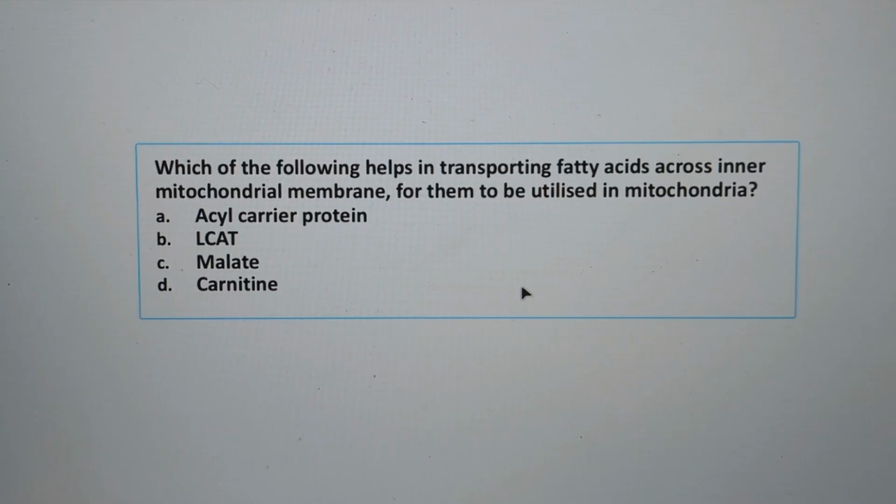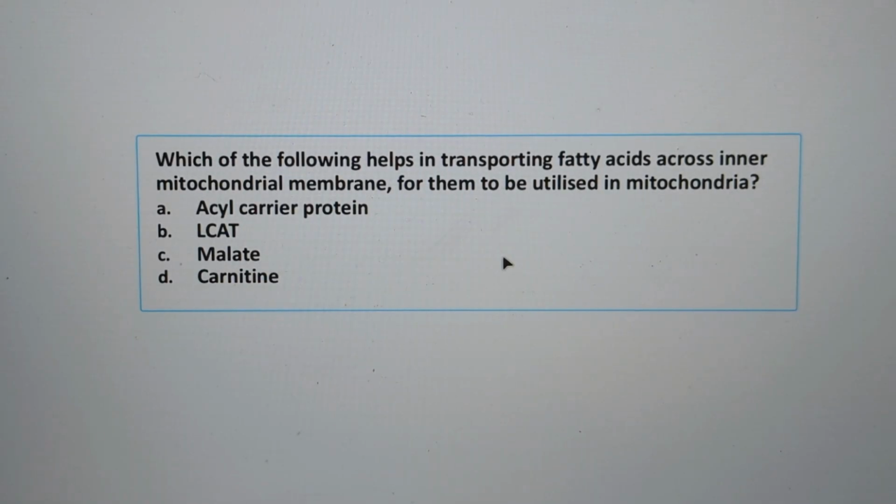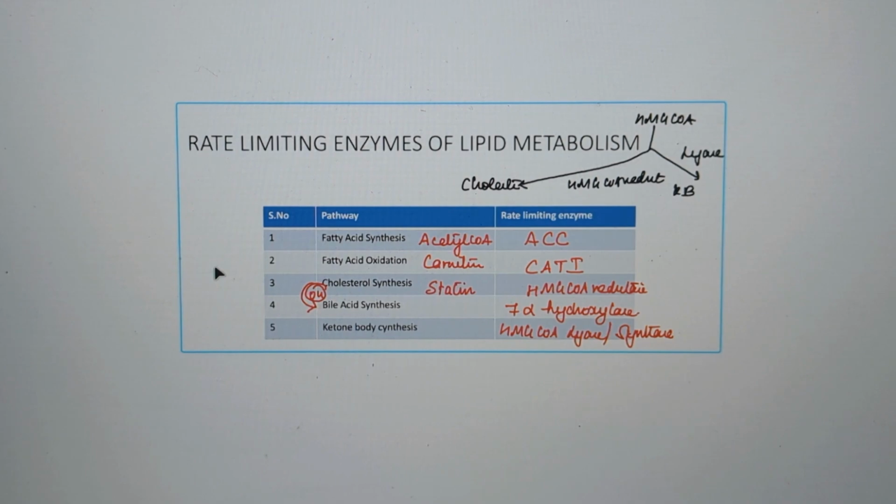Here we go. We got a question. Which of the following helps in transporting fatty acids across inner mitochondrial membrane for them to be utilized in mitochondria? Now, let's take this opportunity to review the rate-limiting enzymes involved in lipid metabolism before answering the question. Let's go one by one.